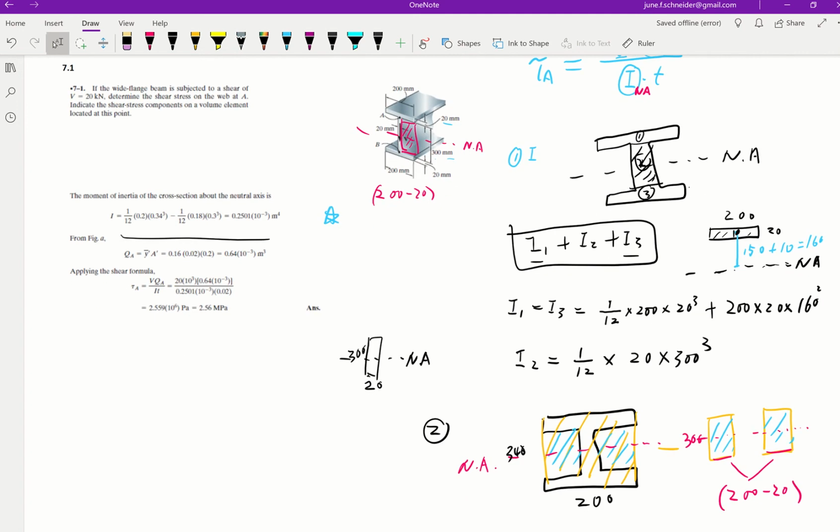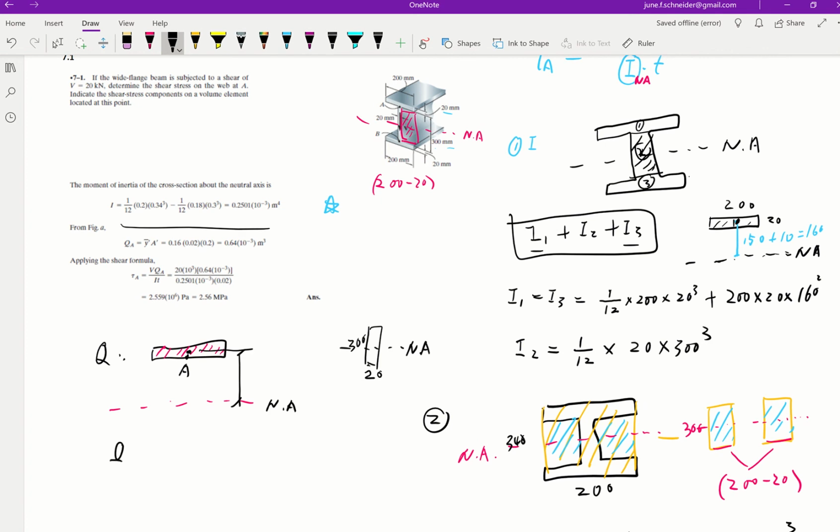Let's do a quick review on that one. Remember, when we find a Q at a particular point, this is at A, it's going to be the area out from the point of interest. So that's going to be this area, and we're going to multiply by the distance. That distance is from the centroid of this shape, denoted as this red dot, to the neutral axis. That's going to be our Q.